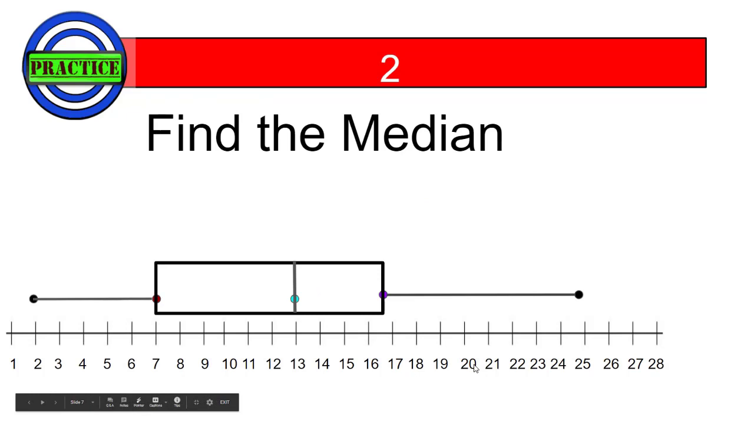This time it says find the median. Well, we know the median's the middle number, or it's going to be the line inside the box. So you got it. It is 13.